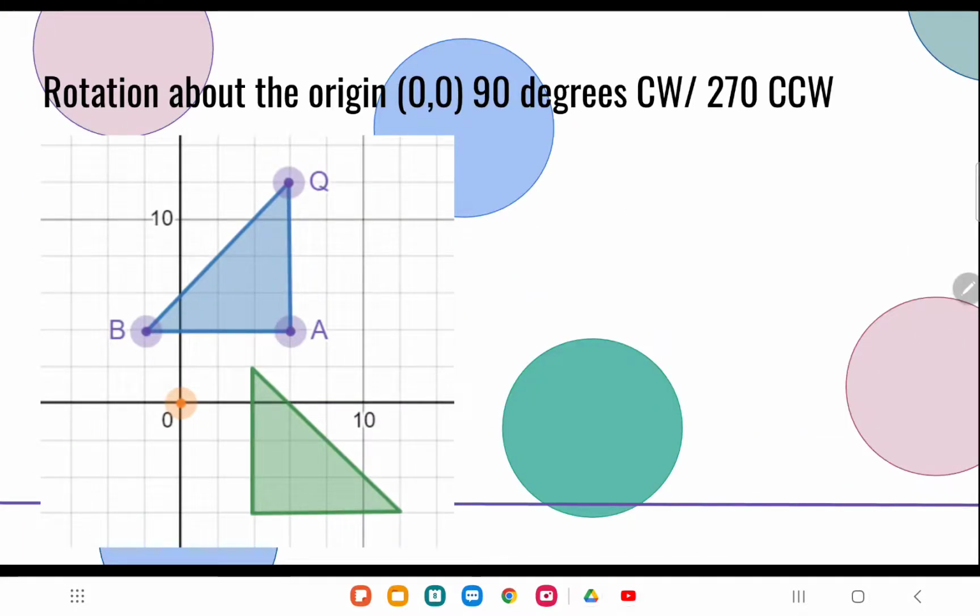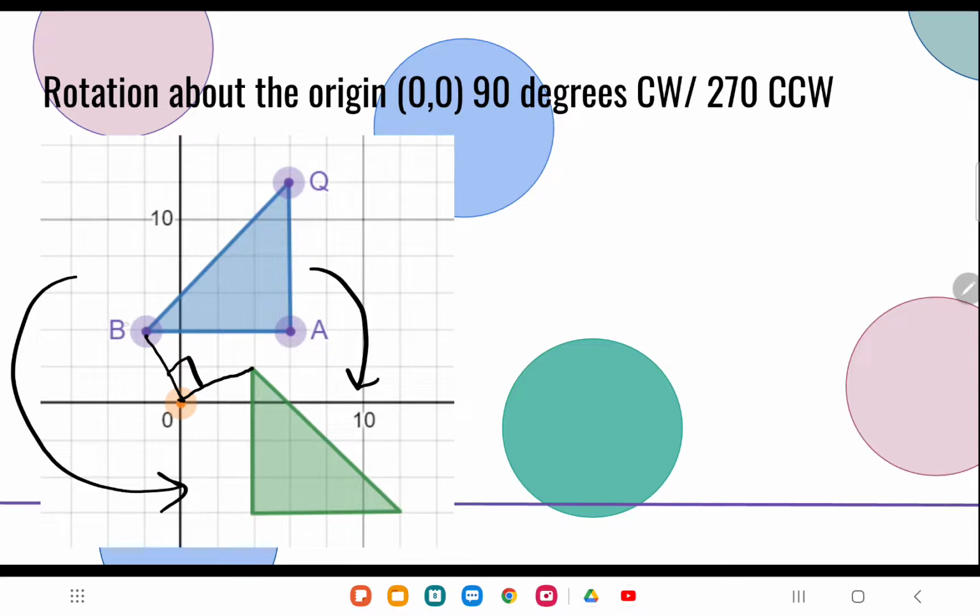Here is a rotation about the origin that's performed 90 degrees clockwise or 270 degrees counterclockwise. Just keep in mind, clockwise goes like this, and counterclockwise goes in the other direction. We know this is 90 degrees because when I connect the center of rotation with the vertices of my rotated figure, I can see that I have a right angle here as determined by the slopes of the lines.